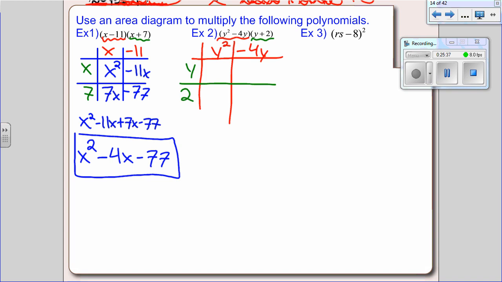I then fill out the inside of my grid by multiplying. So if I multiply y squared times y, what do I do to the exponents when I'm multiplying? I add them. Y to the power of 3. I then go y times negative 4y, that gives me negative 4y squared, because I add the exponents. My next one would be 2y squared. My last would be negative 8.